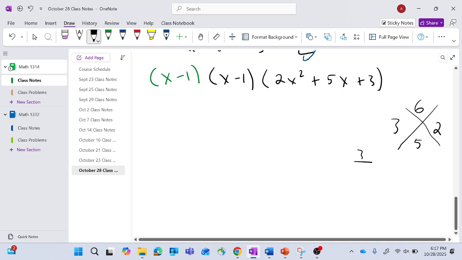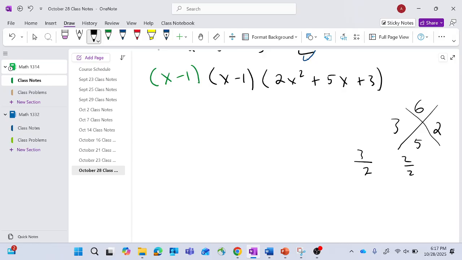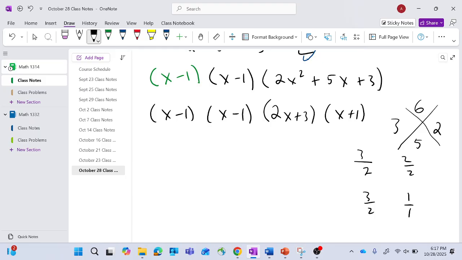So we have 3 over my leading coefficient of 2, and 2 over my leading coefficient of 2. Well, 3 over 2 doesn't reduce, but 2 over 2 does, so just 1 over 1. So what that means is that 2x squared plus 5x plus 3 factors to 2x plus 3 and x plus 1. And we have x minus 1 and x minus 1 from before. And that's your factored form.